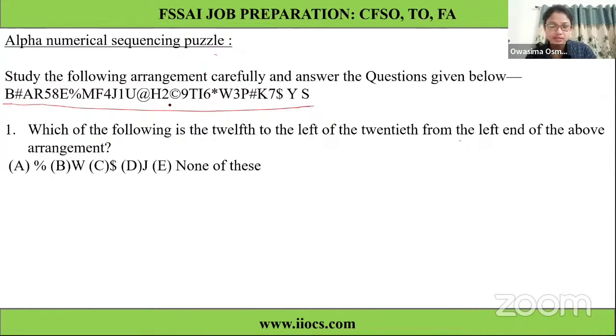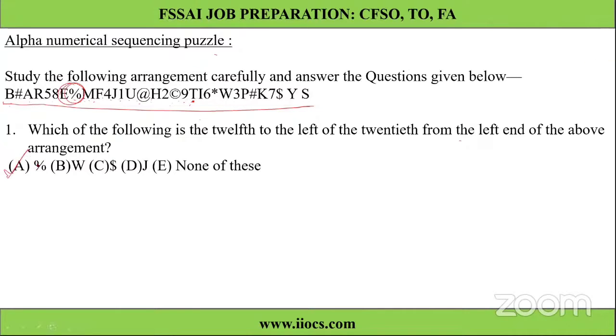So what is the 20th term? 1, 2, 3, 4, 5, 6, 7, 8, 9, 10, 11, 12, 13, 14, 15, 16, 17, 18, 19, 20. T is the 20th term. And which of the following is the 12th to the left? Means the 12th term from the T, from its left hand side. So 1, 2, 3, 4, 5, 6, 7, 8, 9, 10, 11, 12. So our answer is option A.